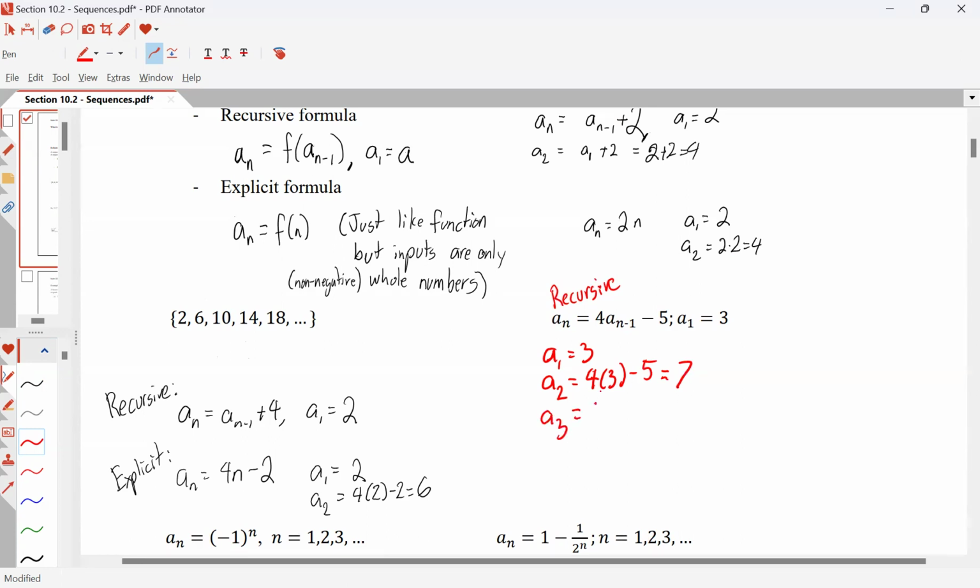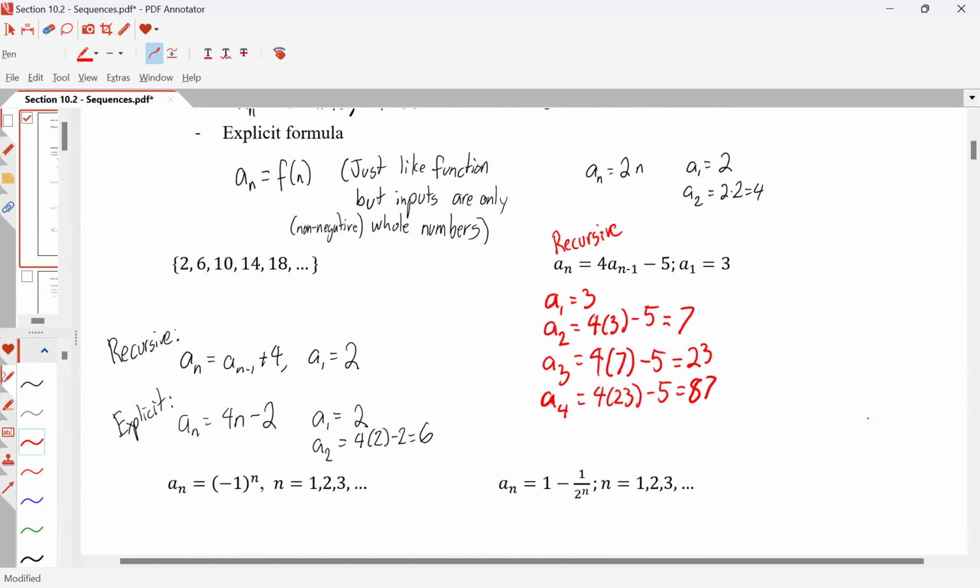The third term would be taking a sub 2, 7, and plugging that in. 4 times 7 is 28 minus 5, 23. The fourth term would be taking 23 and plugging it in and subtracting 5. 23 times 4 is 92. 92 minus 5 is 87. And we can continue that pattern taking the term before. So there is an example of it being written in the recursive form.